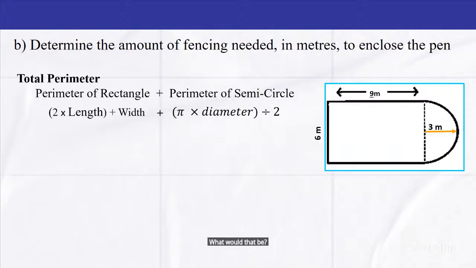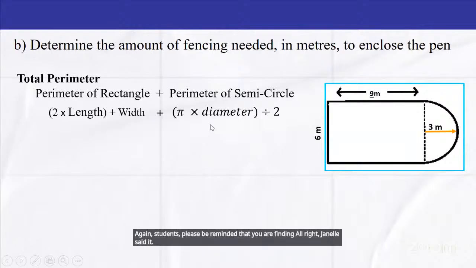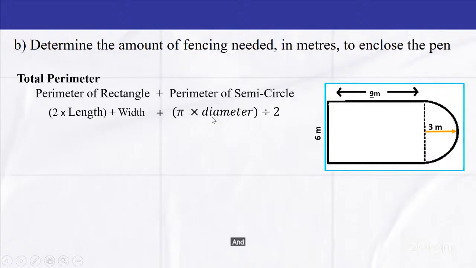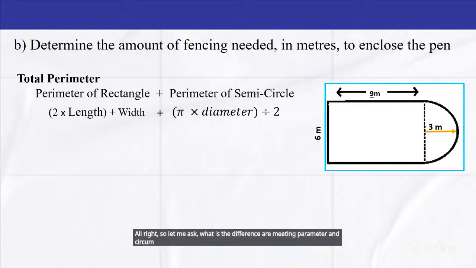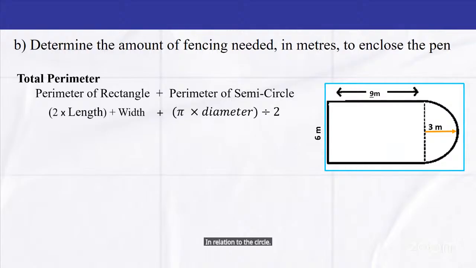Again, students, please be reminded that you are finding, all right, Janelle said it, the perimeter. And a Forest High School student says the circumference. All right, so let me ask you, what is the difference between perimeter and circumference? Are they the same or are they different, in relation to the circle? Anybody? All right, Janelle says they are the same. Thank you, Janelle. So they are the same.